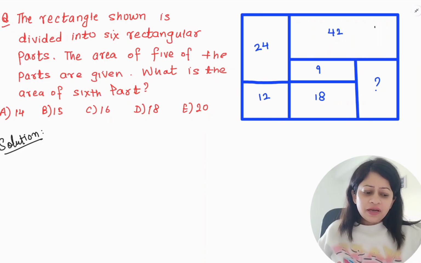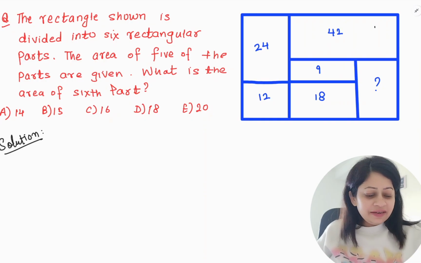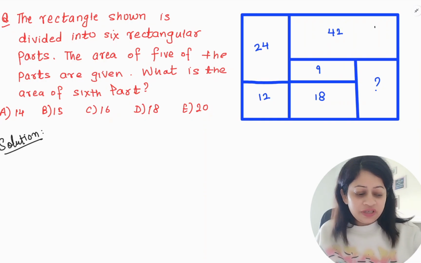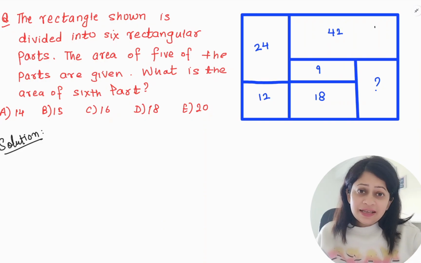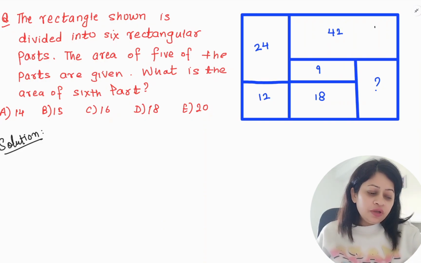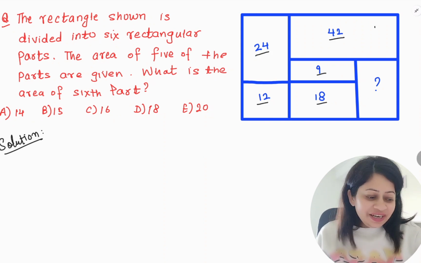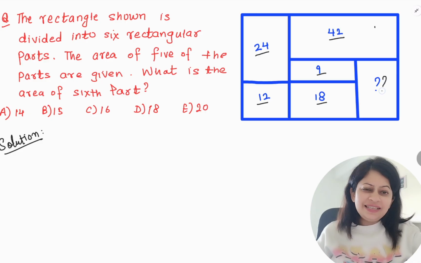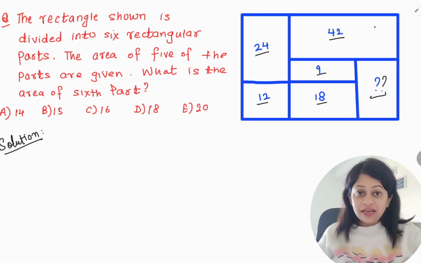We are given a big rectangle and that big rectangle is divided into 6 rectangular parts. Then they say that we are giving you the area of 5 rectangles, one, two, three, four, five, and we need to find out the area of this sixth rectangle. So this sixth one we need to find the area.